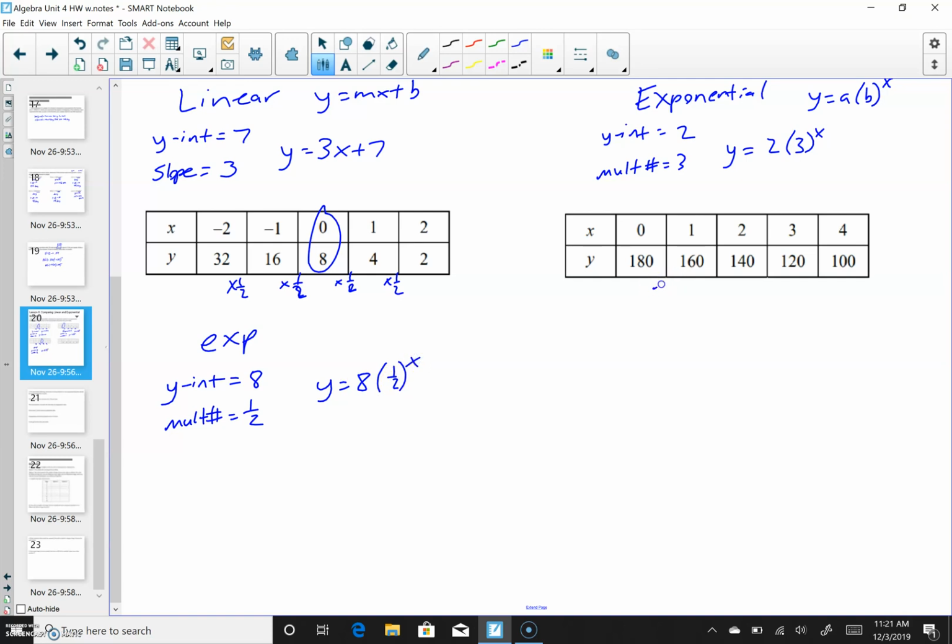If we look in the bottom right, we're minus 20, minus 20, minus 20. So everything is subtracting. Therefore, we are linear because our pattern is adding or subtracting. So we need a y-intercept, which is here at 180. And we need a slope, which in this case, since we're subtracting, it's minus 20. So y equals negative 20x plus 180.